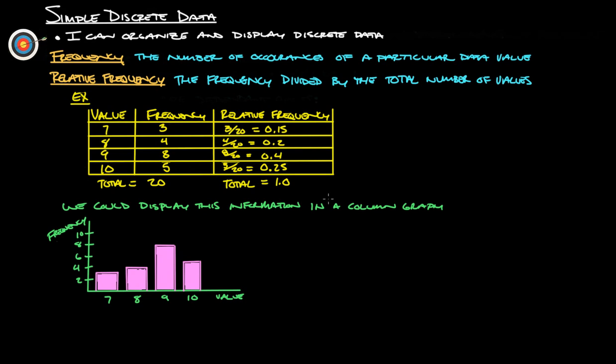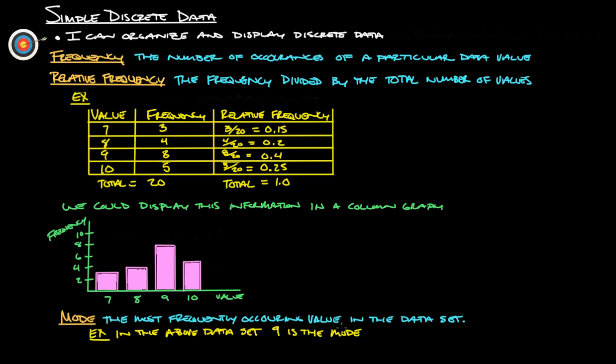We could display this information in a column graph. Here we've got 7, 8, 9, and 10, and then this would be the frequency up the y-axis. There's 3, so at 3 we would make a top bar and fill in a column there. This is 4, this has got 8, and then this looks like it's about 5.